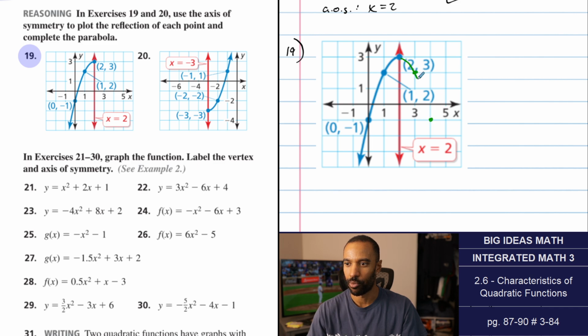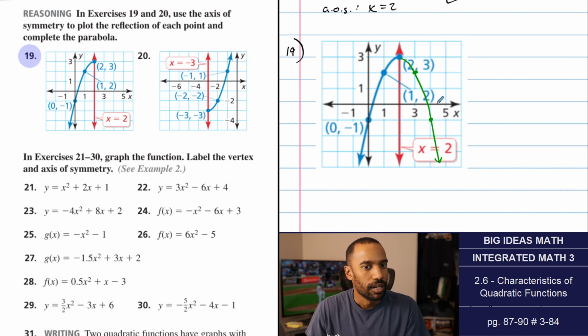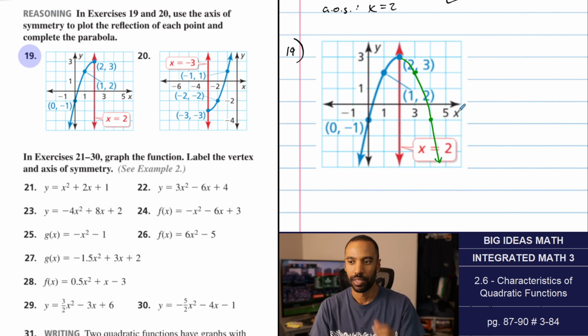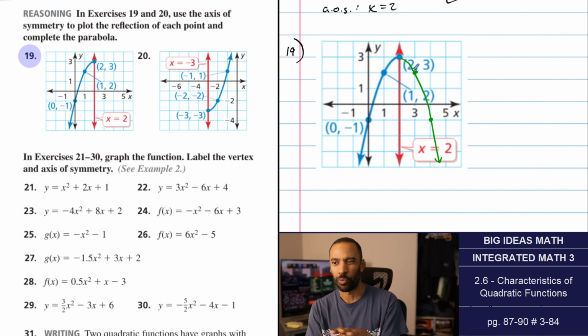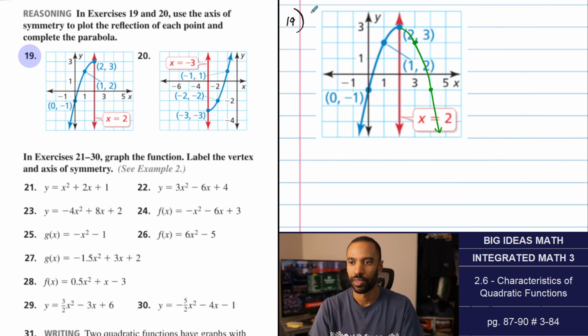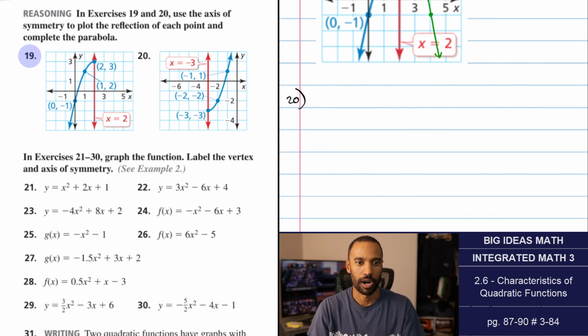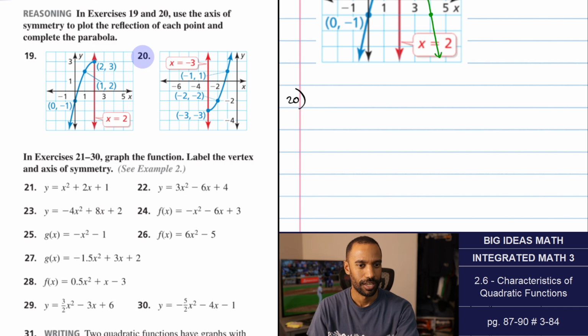Did they say state what the points were? Let me check. Because I generally don't do that. Plot the reflection of each point. Nah. I'm just writing them. There's a little overlap. I don't want to get in the way of what they wrote, but that is 3, 2, and that's 4, negative 1. All right, number 20. The hardest part about this is the copying and pasting portion. Number 20, because it's where I'm most prone to have a crash.